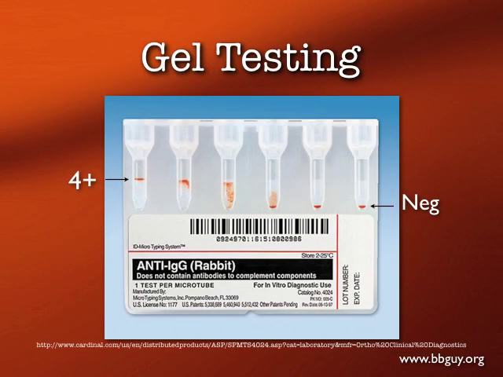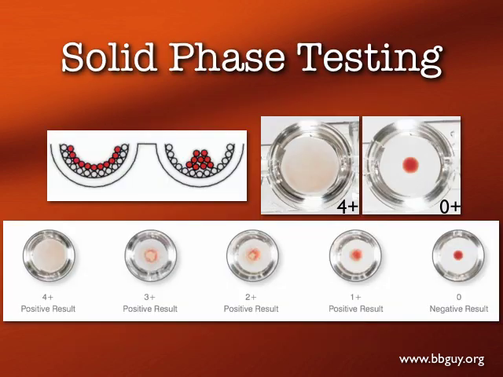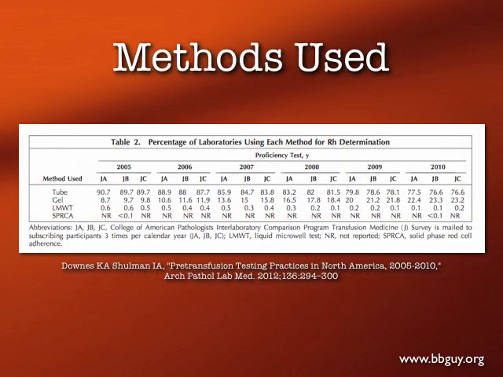Obviously, there are also different forms of testing that we use. Commonly, or with increasing frequency, gel testing is being used to test for the presence of D antigen. More on that in a minute. A few places are using solid phase testing. You see solid phase testing there. We're not going to go into great detail on the differences. That's a topic for another day as well. I do want you to notice this.